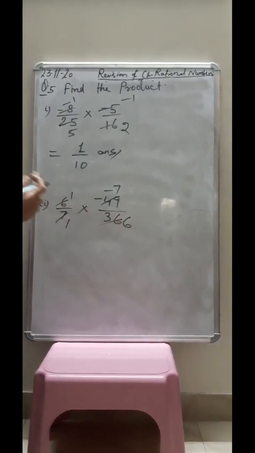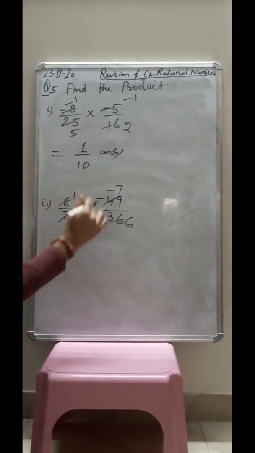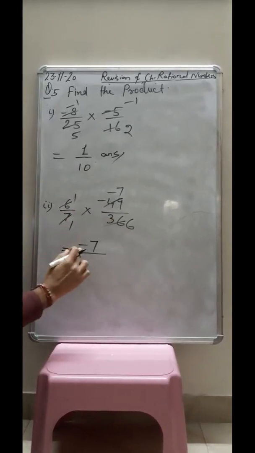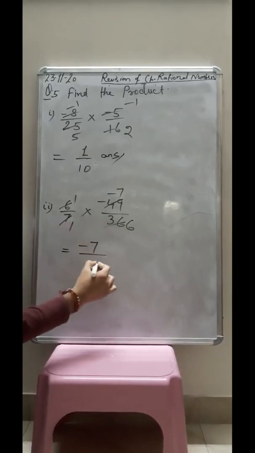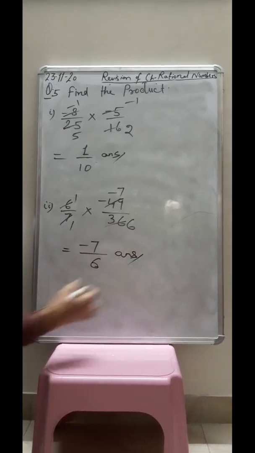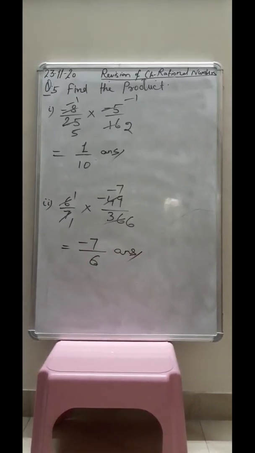Now we can multiply the numerator with numerator, denominator with denominator. 1 into minus 7 gives you minus 7, and 1 into 6 gives you 6. So that will become minus 7 upon 6, and this is your answer. So in this way we can find the product.